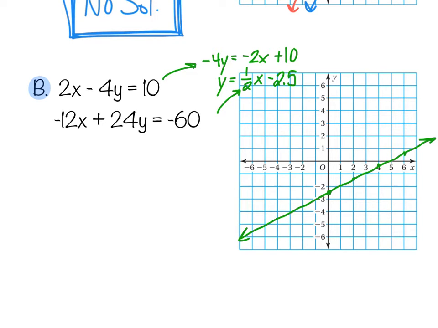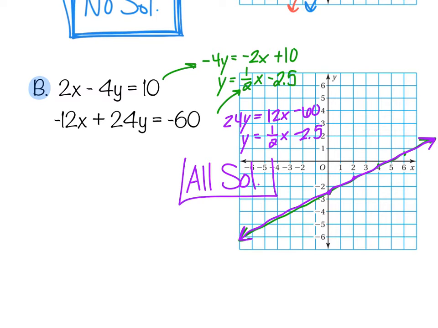Now for the second line, again, I got to move some things around, so that's going to give me 24y. I'm going to move the negative 12x to the other side as a positive 12x minus 60, and then I'm going to divide everything by 24. So y equals 12 divided by 24 is 1/2, and then negative 60 divided by 24 is negative 2.5. So again, you probably couldn't tell right away, but these lines have the same y-intercept and they have the same slope. So it's the same exact line. My answer is going to be many solutions, or all solutions, we can say for short.